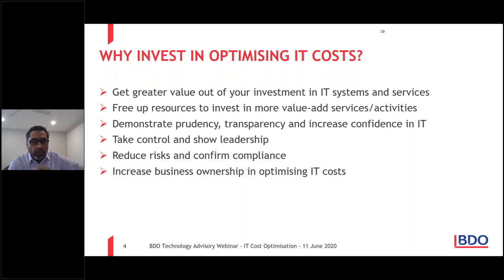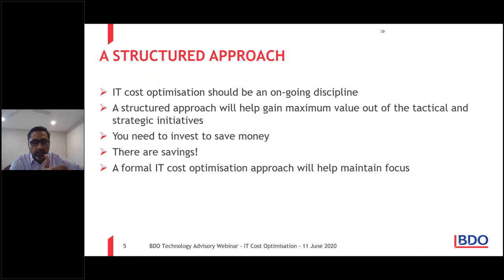Now, whenever we talk about optimization, one of the learnings that we have had is it is not about doing it once. It's not about reacting to the immediate cost pressures, getting the budget cuts and then scrambling to see what we can do. When we talk about IT cost optimization, it should be a structured approach. It should be a part of our DNA of managing IT, providing better services for our clients. So IT cost optimization, we firmly believe, should be an ongoing discipline.